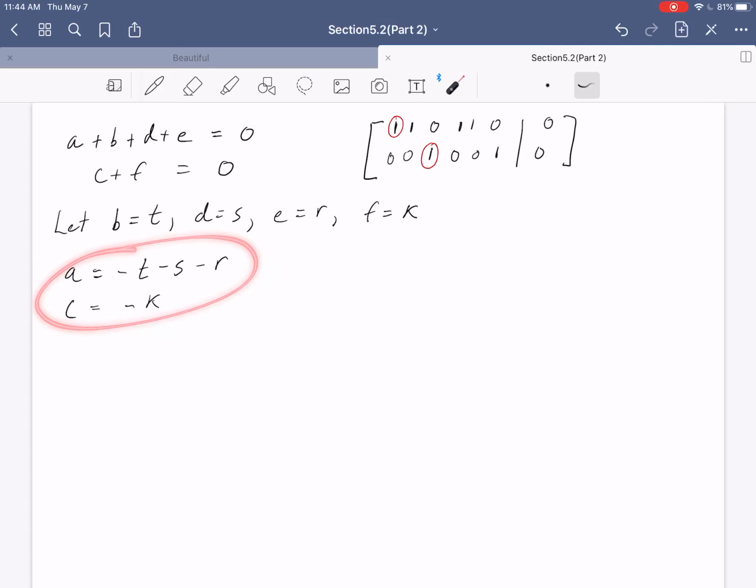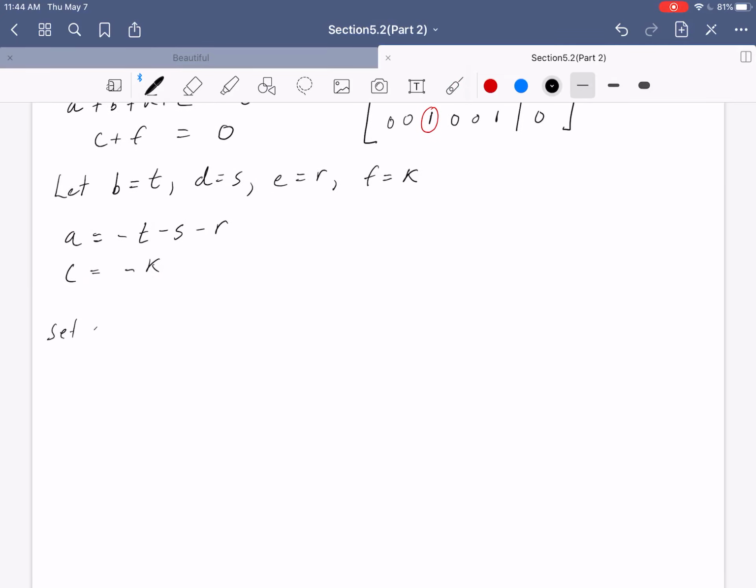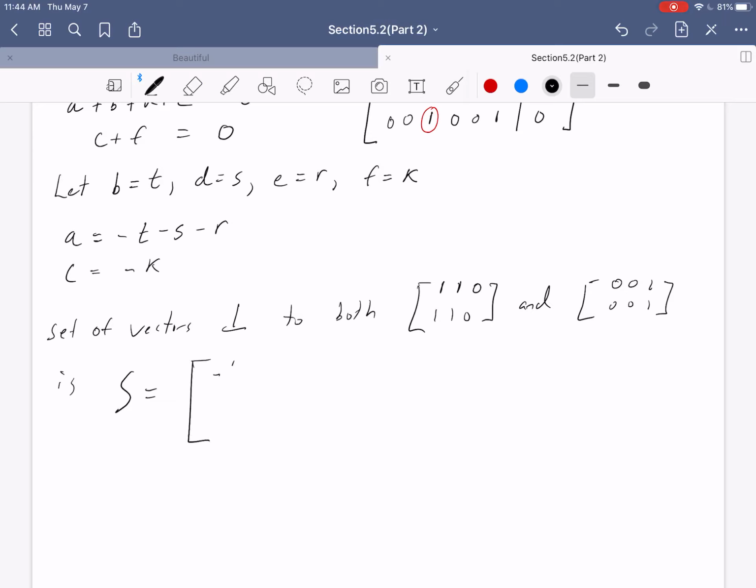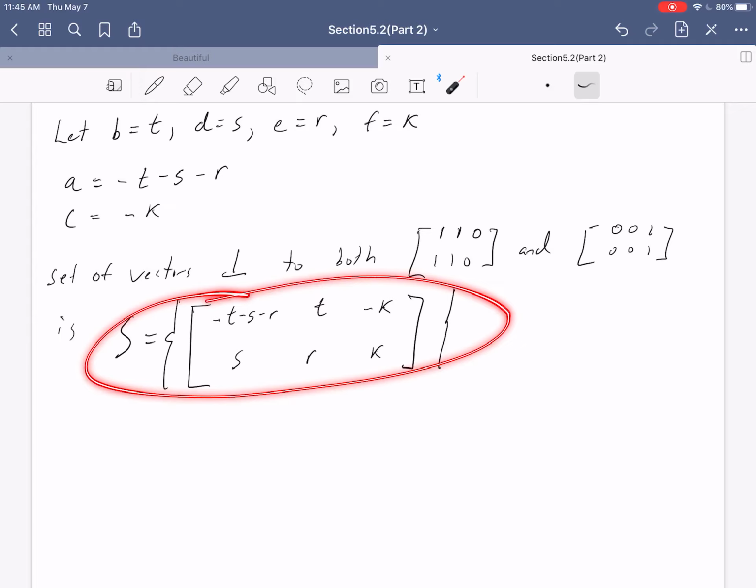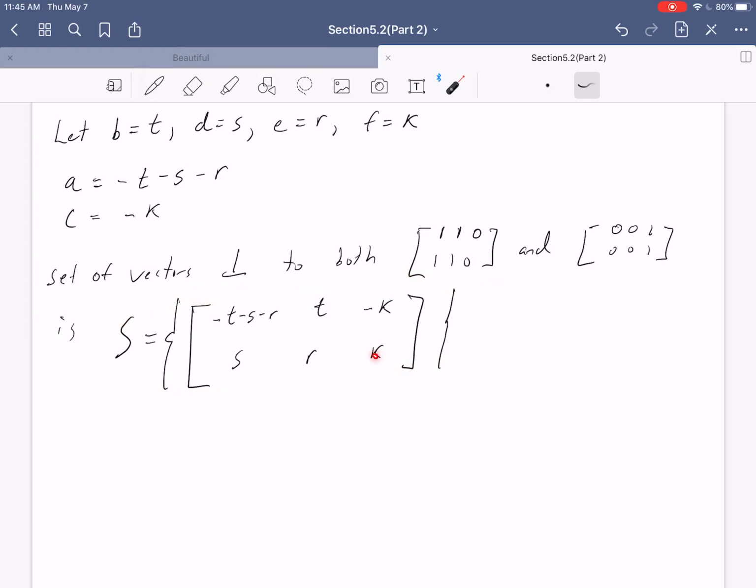So there we go. And what that tells us is that the set S of vectors orthogonal to both 1, 1, 0, 1, 1, 0, and 0, 0, 1, 0, 0, 1 is all the things that look like negative T minus S minus R. For B, we said T. For C, we said negative K. For D, we said S. For E, we said R. And F, we said K. So they're all the things that look like that. All the things that fit this format, where T, K, R, and S can be anything you want, will be the set of all vectors that are orthogonal to both of these.